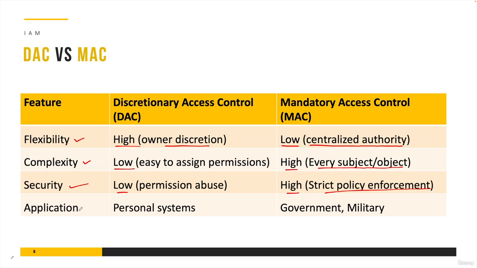In terms of application, discretionary access control is typically used in personal systems, whereas mandatory access control is typically used in government and military.